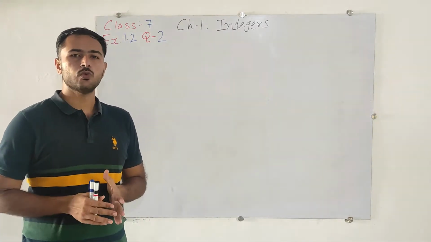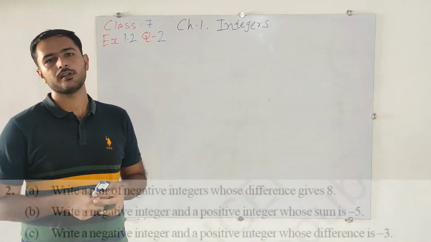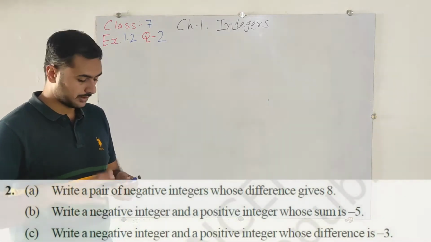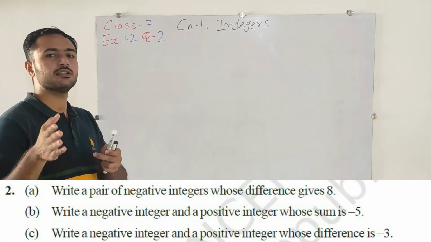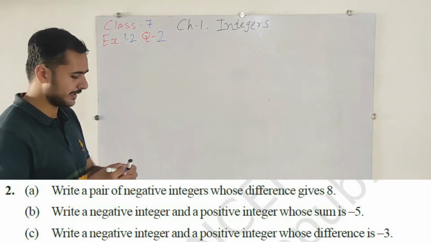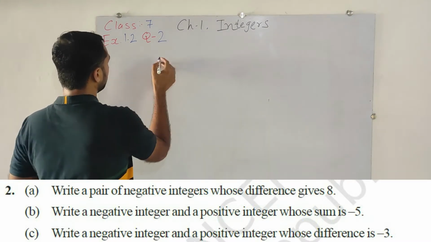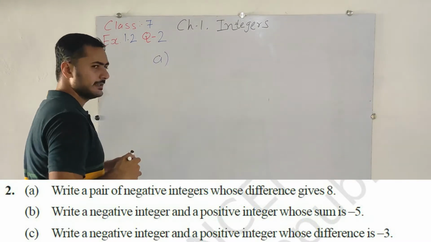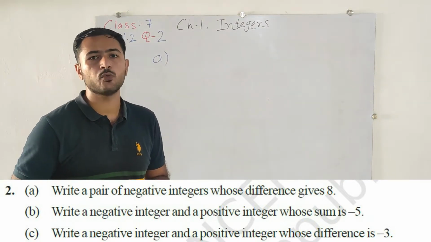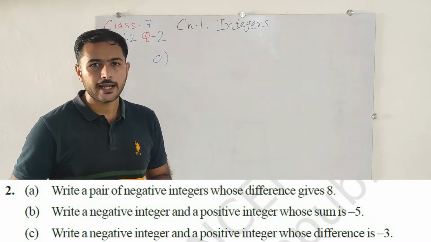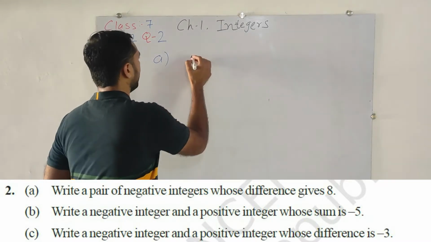In question number 2, there are some statements given and we have to follow them. In total there are 3: A, B and C. I am going to do A and B. The C one you have to do by yourself for your practice. First of all, I am going to do the A one. In the A one it is said that we have to use a pair of integers whose difference should be 8.